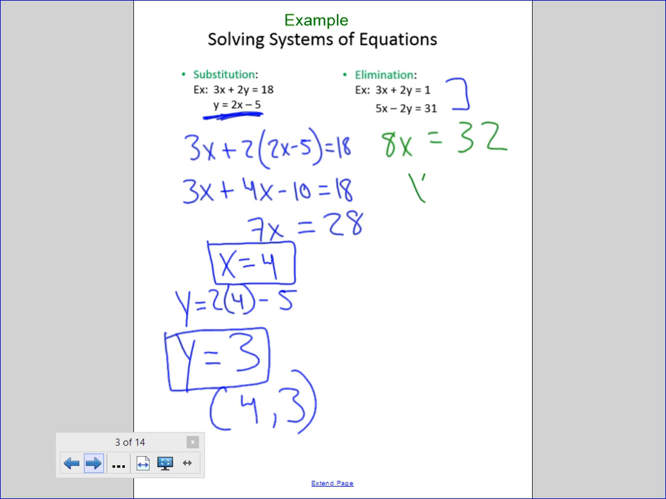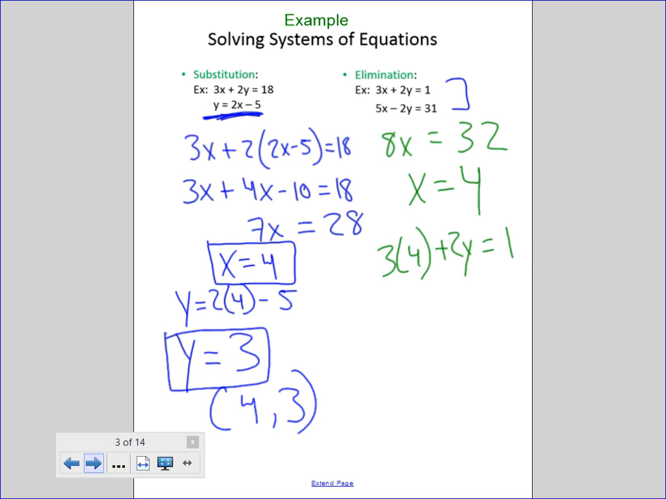So we get x is equal to 4. All right. And then the other thing we'll do is plug this into one of our equations. We can do it into either one of them. So we'll do 3 times 4 plus 2y is equal to 1.